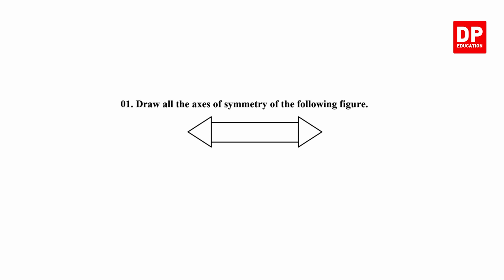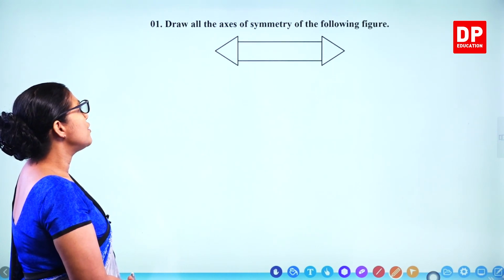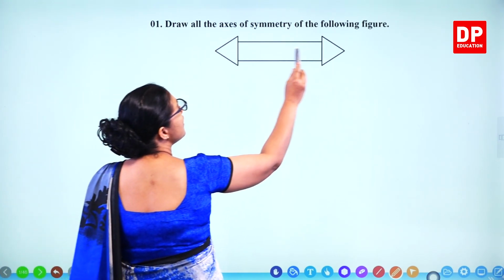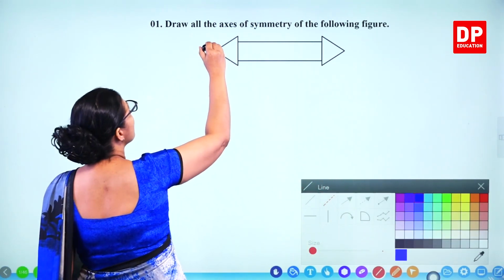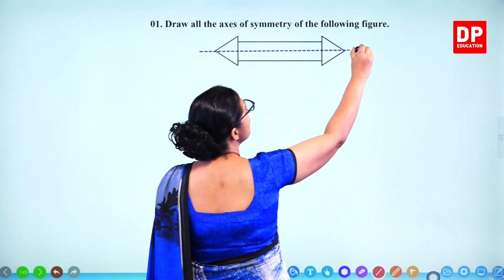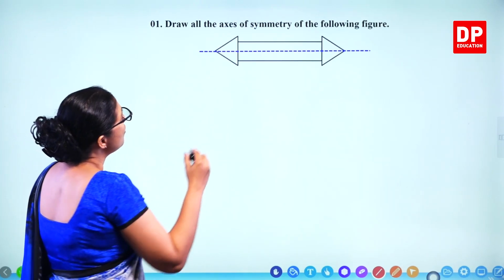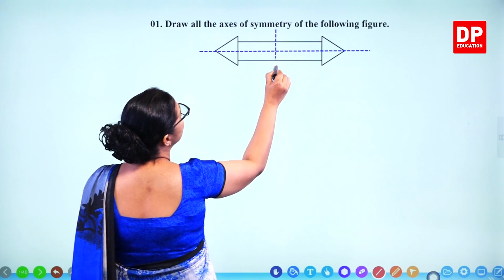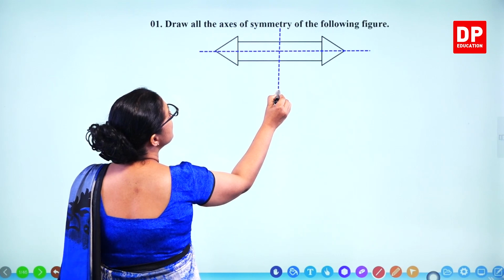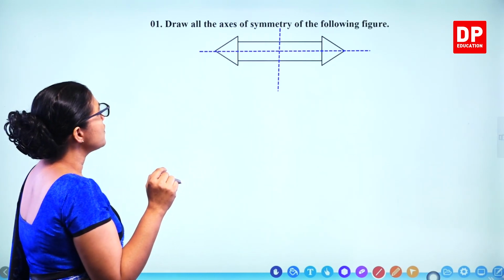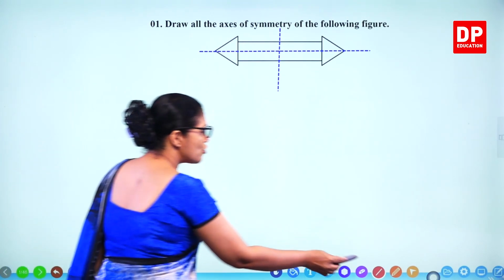Let's take question number 1. Draw all the axes of symmetry of the following figure. So how can we draw the axis of symmetry? Here you can divide into 2 parts. One axis of symmetry is this way, equally dividing into 2. And then you can divide this way as well, somewhere here in the middle. That's another axis of symmetry. So you get 2 axes of symmetry, and you get 2 marks for that.